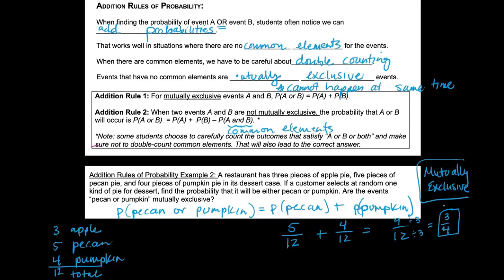The other thing that you could have done in this case, if you want to list all these out, is we just could have counted in our list. So there's 5 pecan, 4 pumpkin. That's 9 together. It's 9 out of 12. So which really essentially is just using the formula anyway. So we're just adding those together and no need to worry about double counting because they are mutually exclusive. Okay, so let's do one more example.